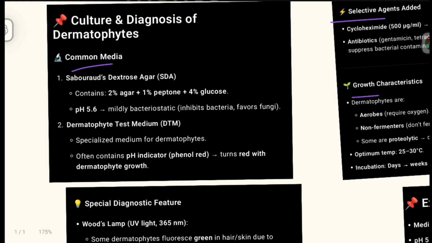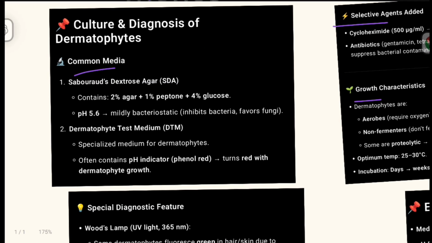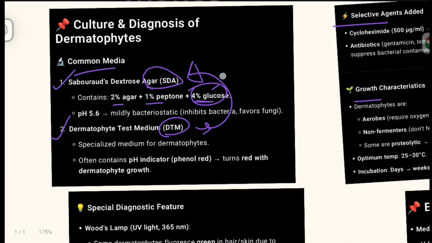When it comes to the common media used for the diagnosis of dermatophytes, they are Sabouraud dextrose agar and dermatophyte test medium. This DTM is a specialized modified version of Sabouraud dextrose agar. The medium contains 2% agar, a proteinaceous source for the growth of fungus, which is 1% peptone, and 4% glucose, therefore it is called dextrose agar. Initially the pH of this agar is mildly acidic, thereby it inhibits the growth of bacteria and favors the growth of fungi.